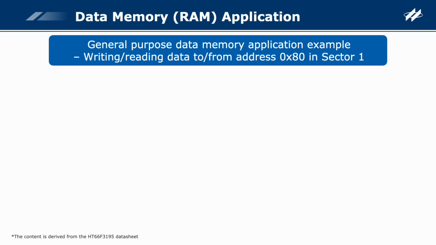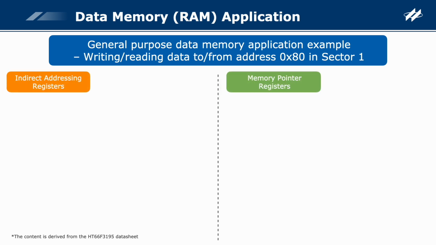How is general-purpose data memory used? Let's understand the example of writing and reading data to address HT8 located in Sector 1. The following provides direct and indirect read-write examples for reference. The direct read or write method is commonly used for accessing fixed addresses.